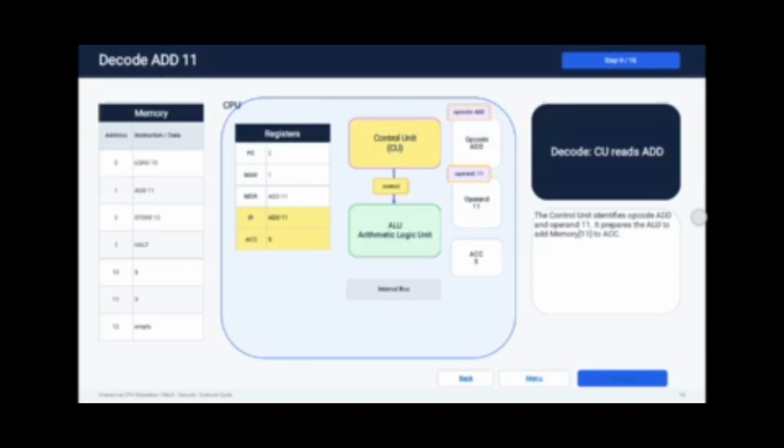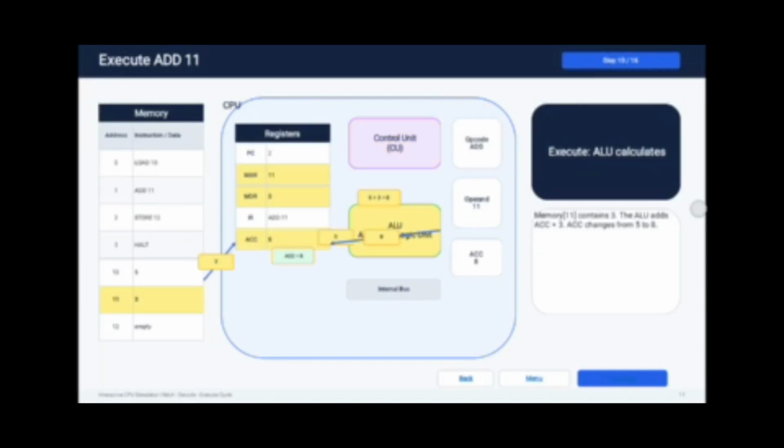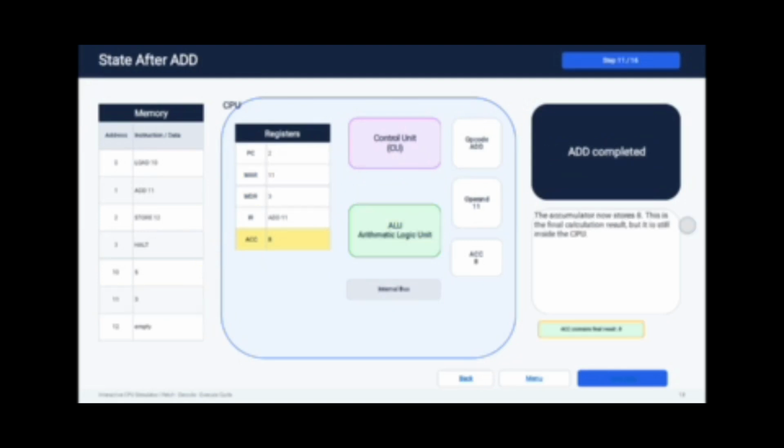After that, the CPU executes the instruction store 12. This means the value in the accumulator will be stored into memory address 12. So memory address 12 now contains the final result, which is 8. Lastly, the CPU reaches the halt instruction. This means the program has finished running.